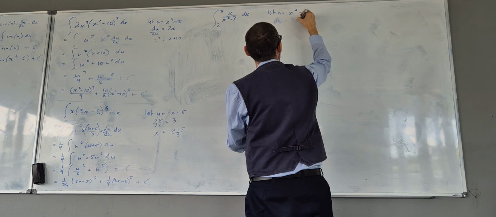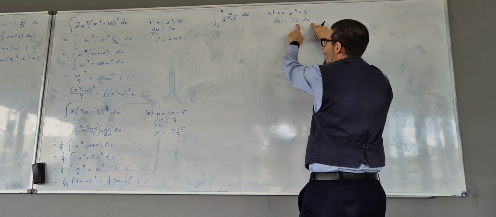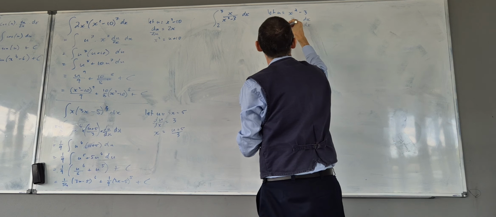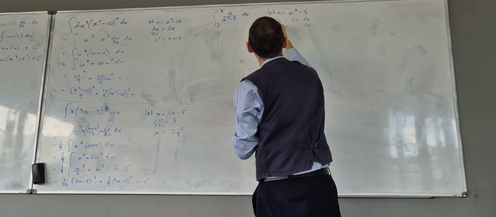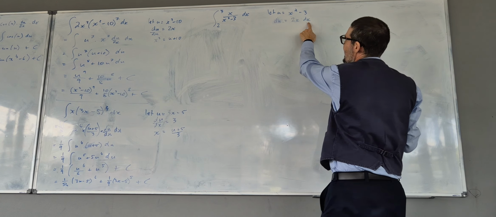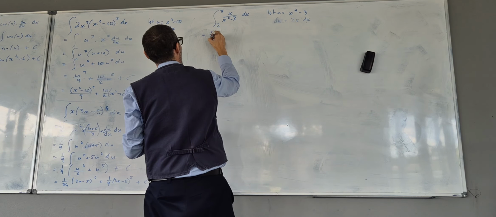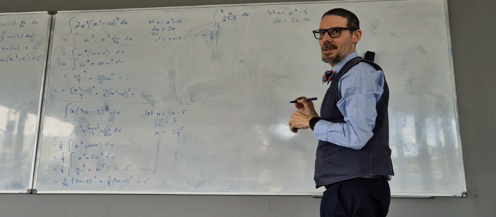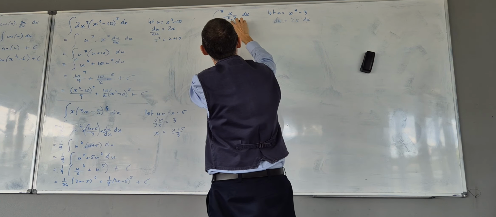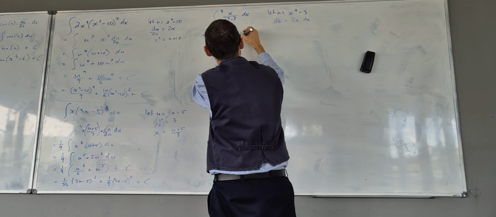du is 2x dx. I have x dx, so I'm going to have a half. If you prefer, you can write that. I'm going to let you just work it out. I have x dx, so I'm going to have half du. So I've got 1/2 the integral of, leave the limits for the moment, this is u, right? So that's u to the negative 1 du.